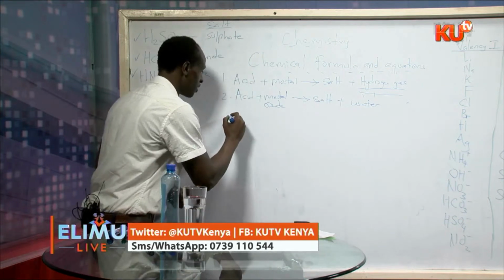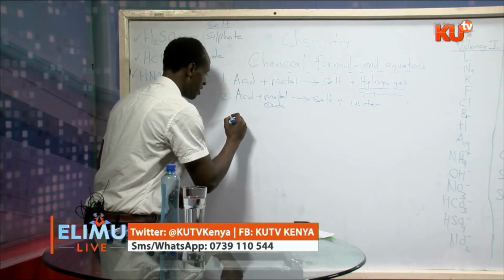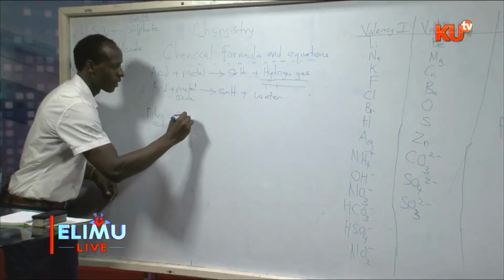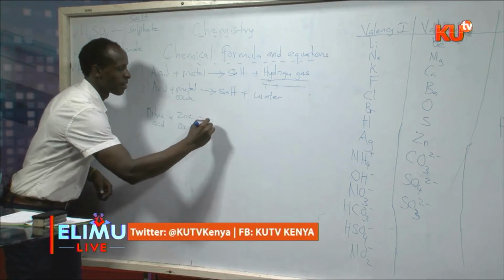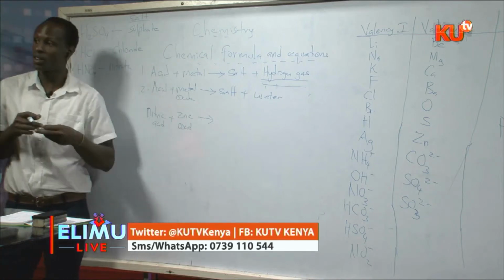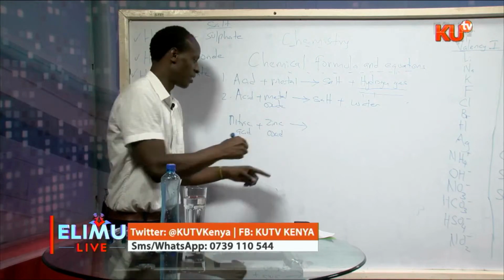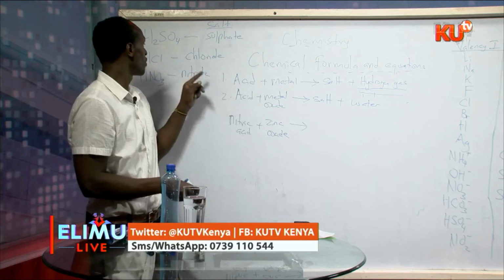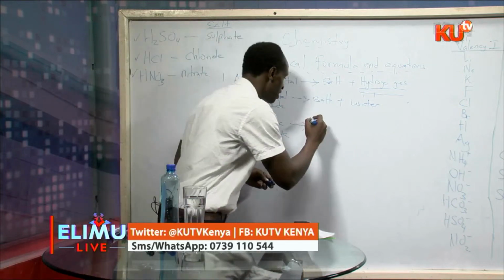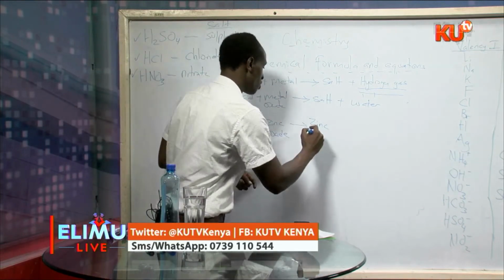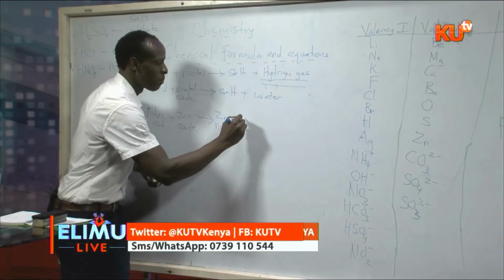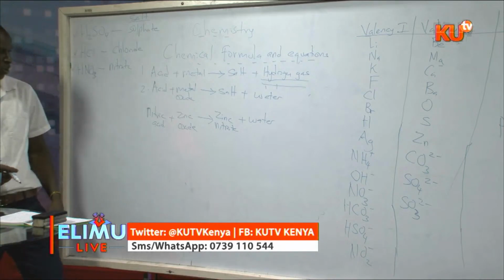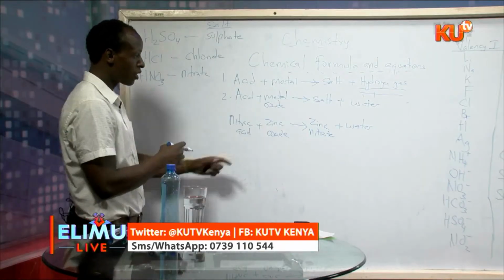Let's look at one example. We have nitric acid plus zinc oxide. Zinc oxide, metal oxide. Zinc is a metal. So the salt we have said always comes from the metal and the acid. So if it's nitric, it's called zinc nitrate because my metal is zinc. So zinc nitrate plus water. And nitric acid, this is the word equation.